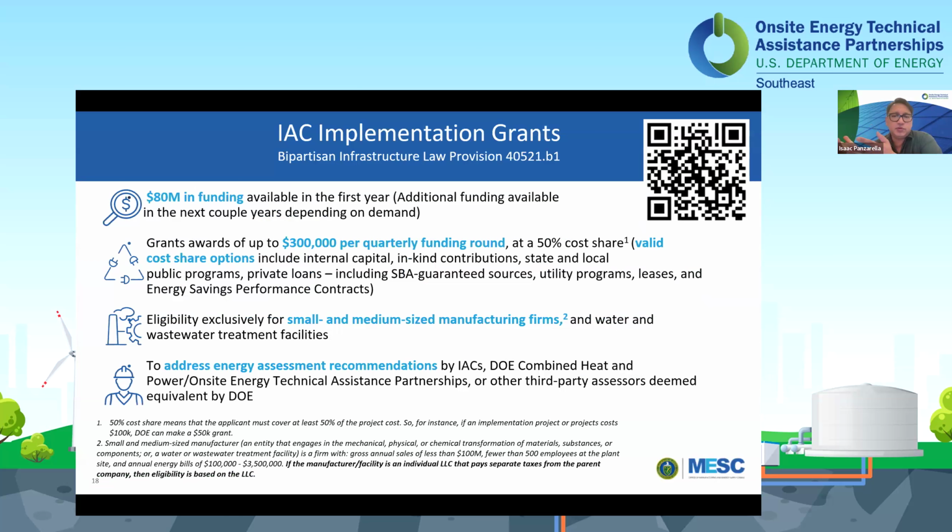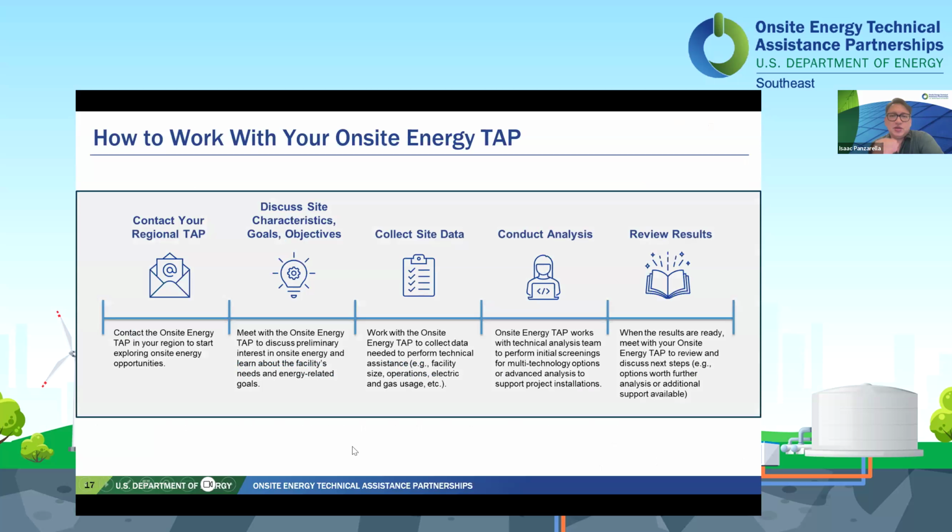This slide first shows how to work with your on-site energy TAPs. If you could go back to that, please. First step is to contact us or your regional TAP, depending on where you are. We'll work with you to discuss your site characteristics, your goals and objectives. We really want to understand your goals. We might even look at a number of facilities across your portfolio and evaluate them to figure out where the best opportunities are.